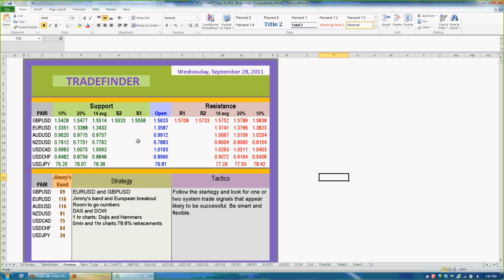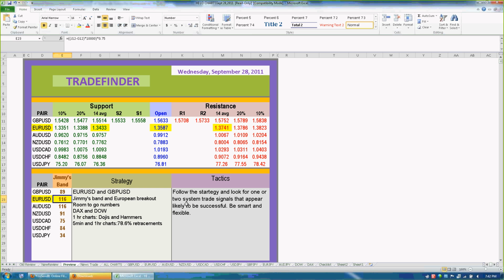So starting with the euro-dollar pair, the key information we need is what was the opening price. We need to know if it goes down, where we find support, so that we have our number for room to go. And if it goes up, where we find resistance, so we have a number for resistance. And lastly, we also need to know, for the European, for the London Momentum, for the Jimmy's Band system, what is the swing requirement number? In this case, 116 points.